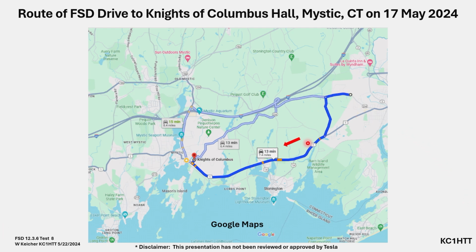This is a plot using Google Maps, and you can see it's a 13-minute drive, roughly 7.4 miles, starting on Connecticut Route 234, turning left onto South Anguilla, and then left again onto US Route 1 into Mystic, and then turning right on Hatch Street to the Knights of Columbus.